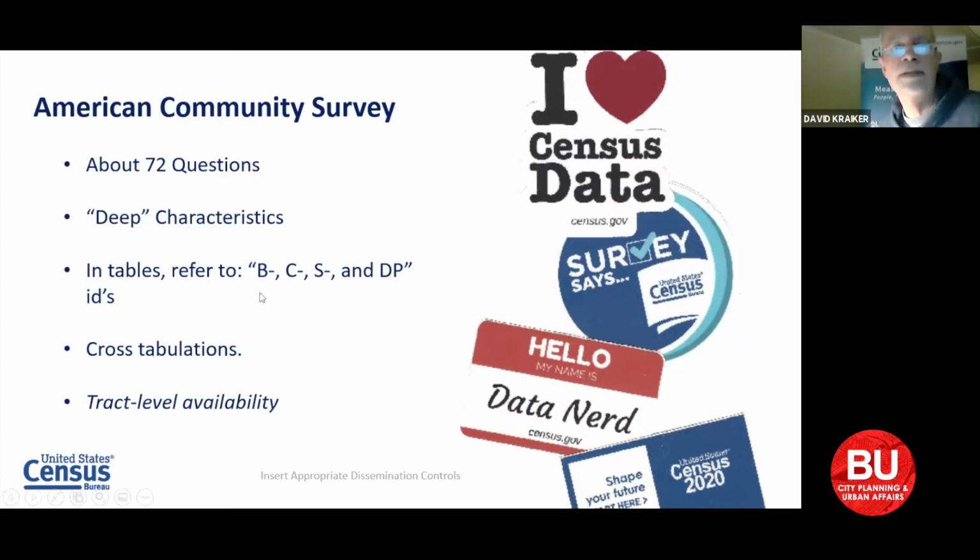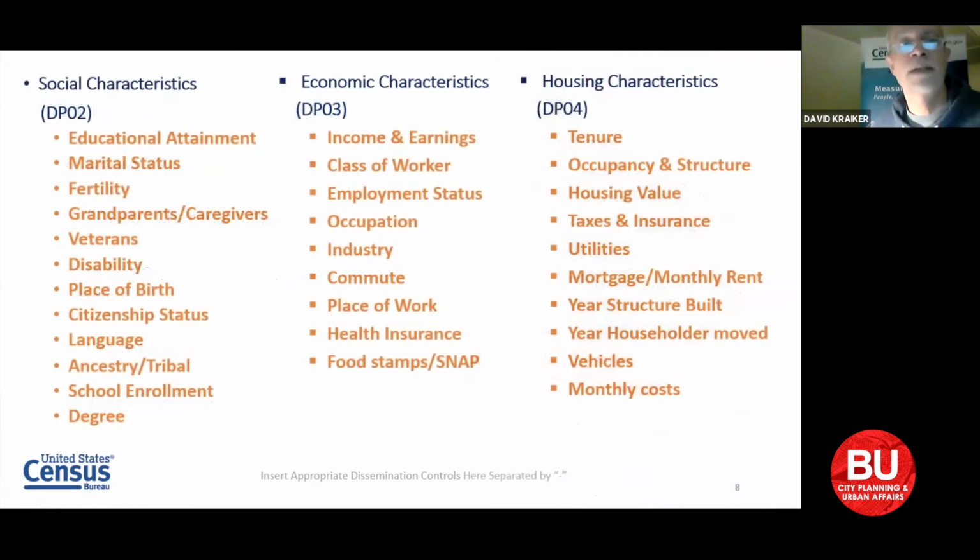Tables, we have different types of data tables: B, C, S, and DP tables, and we have others as well. A lot of cross tabulating. You might answer 2 questions, but we figure out 3 or 4 things from those 2 questions. And you can get the data down to a tract level. And a tract level is something like a neighborhood level. The data is aggregated to that, and so you never can pinpoint any one person or any one household. You just know that in a certain area, the income is this, or a certain number of people speak this language, or that sort of thing. So that you should keep in mind.